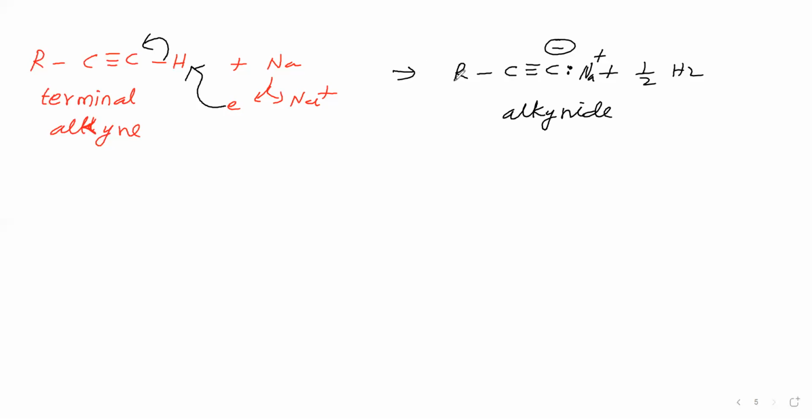Then we will see the reaction with halogens: fluorine, chlorine, bromine, iodine. Alkali metals react with halogens vigorously to give alkali metal halides. These alkali metal halides are ionic compounds, and these are colorless crystalline solids.